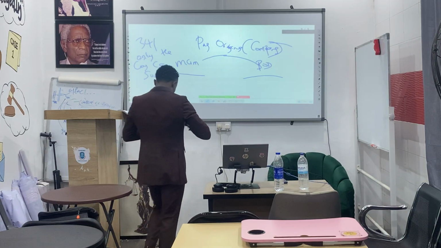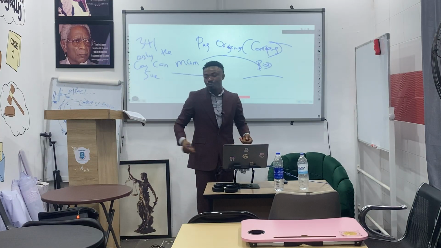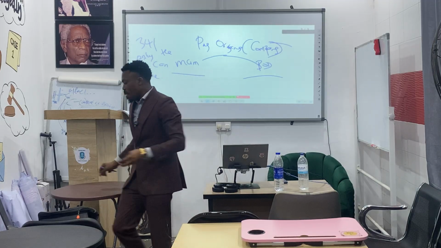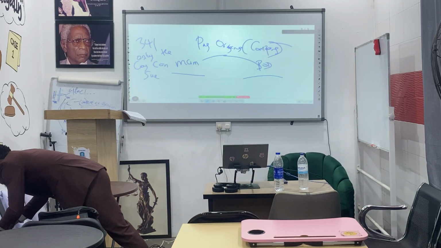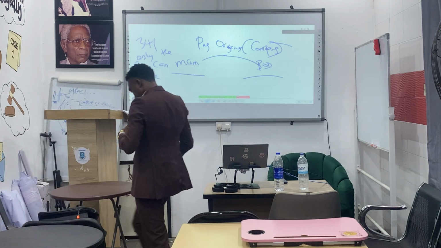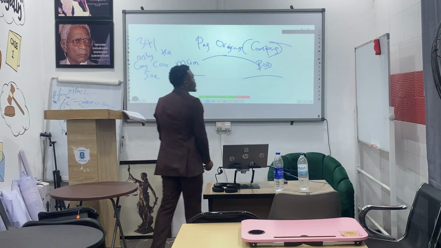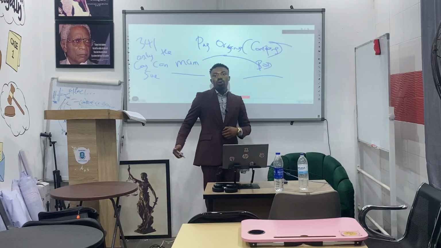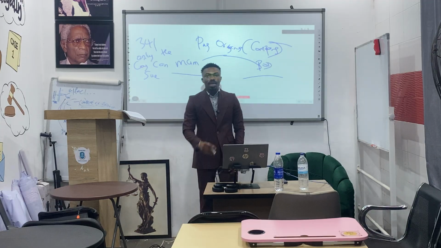All right. And if you look at section 341, what did you see there? It basically says the company. So, which means in provisions like section 341, the Act has not helped us. The drafters have not helped us to determine who the company is.